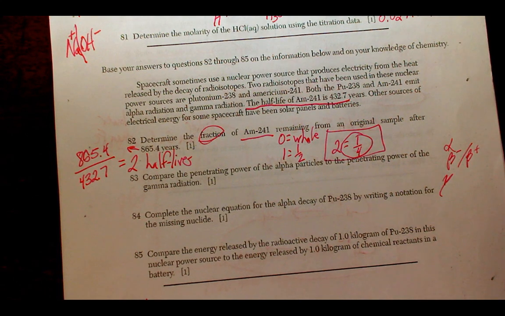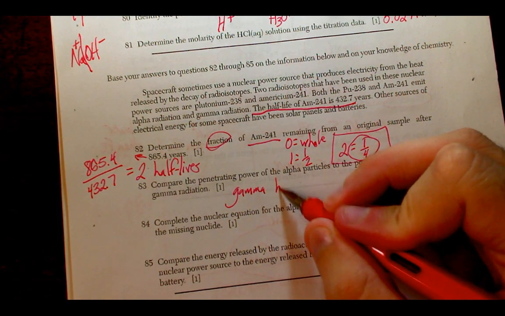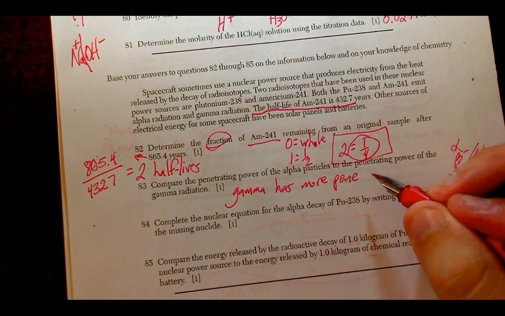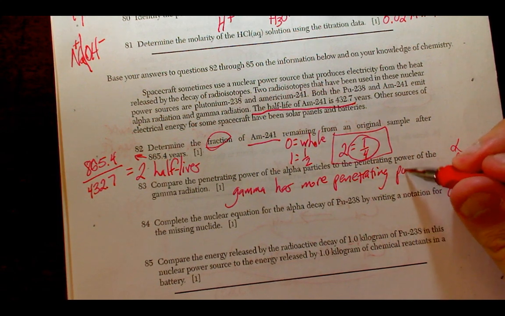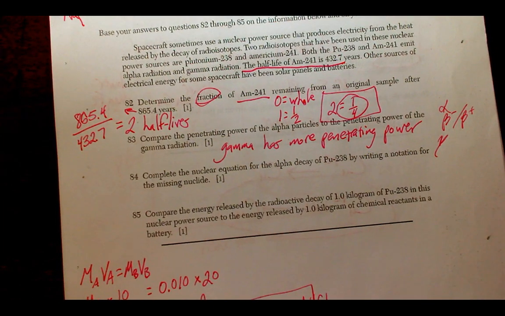So gamma has much more penetrating power. And that's all we have to write. Gamma has more penetrating power. You can write alpha particles have less penetrating power. Again, whichever perspective you want to write this from. But gamma is something you have to do a whole lot better to shield yourself from than alpha.